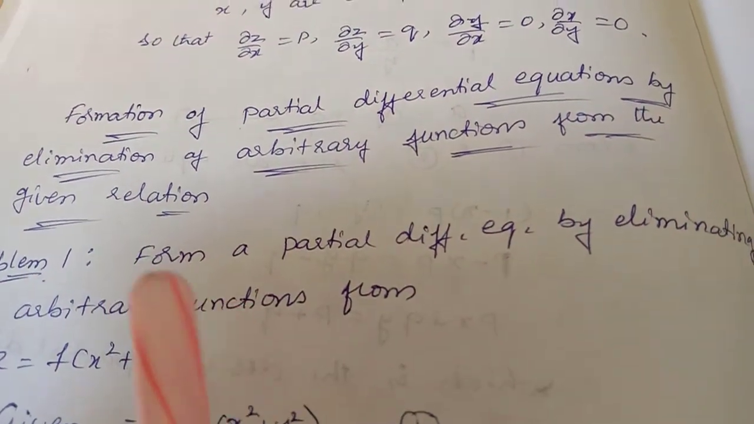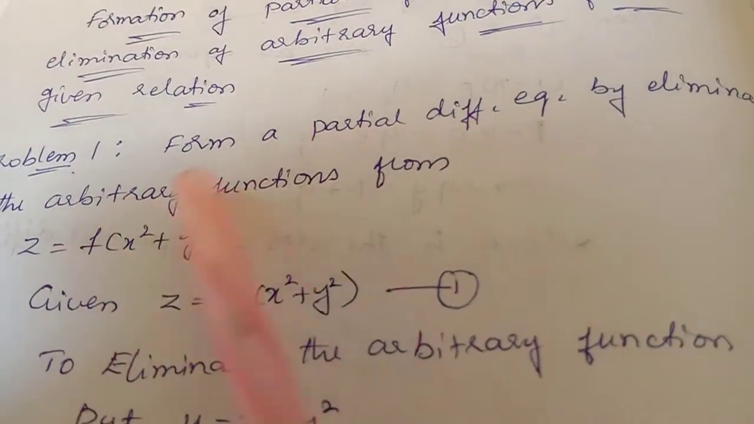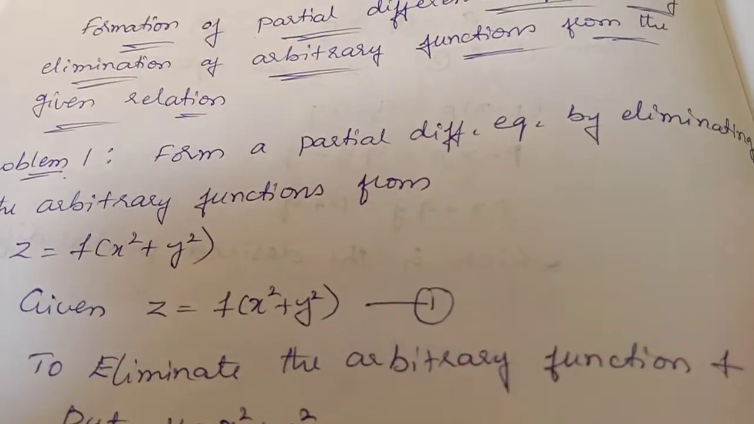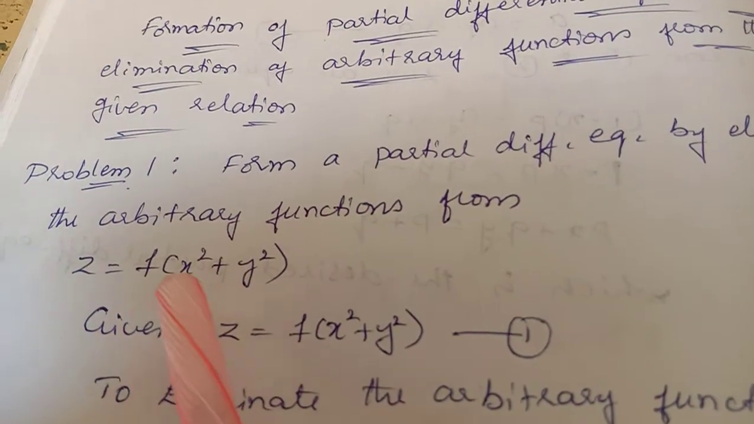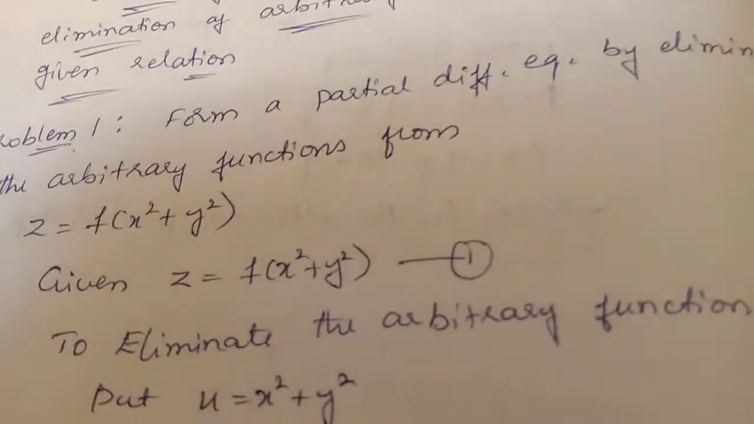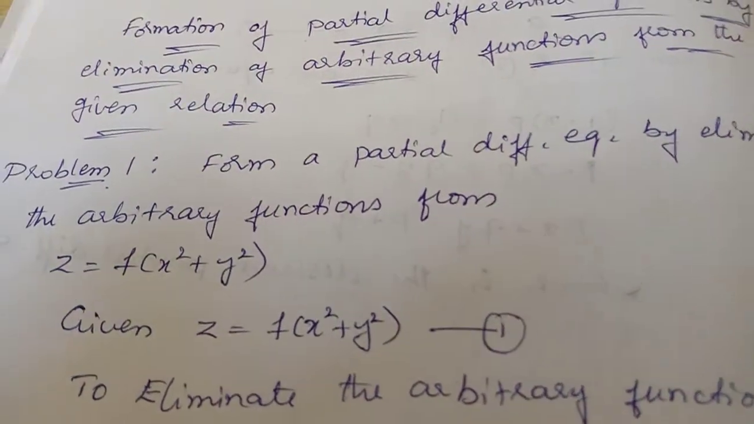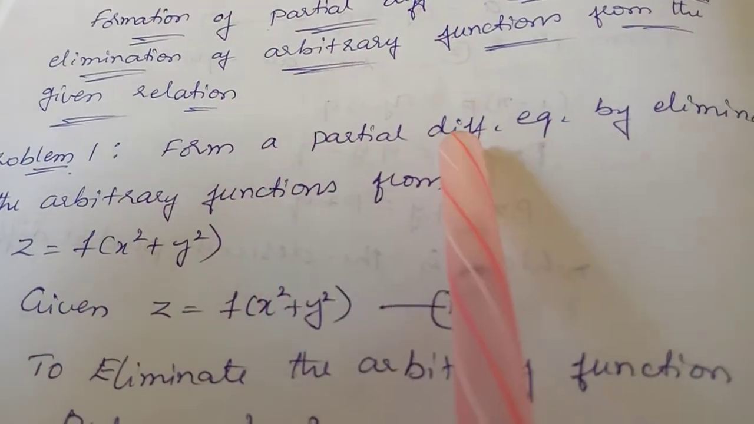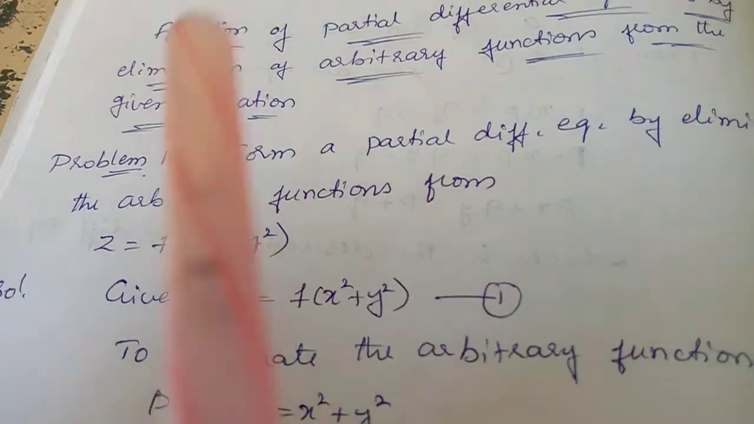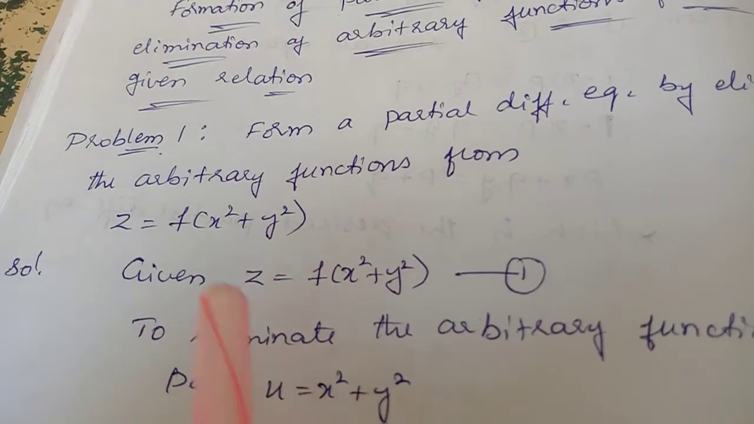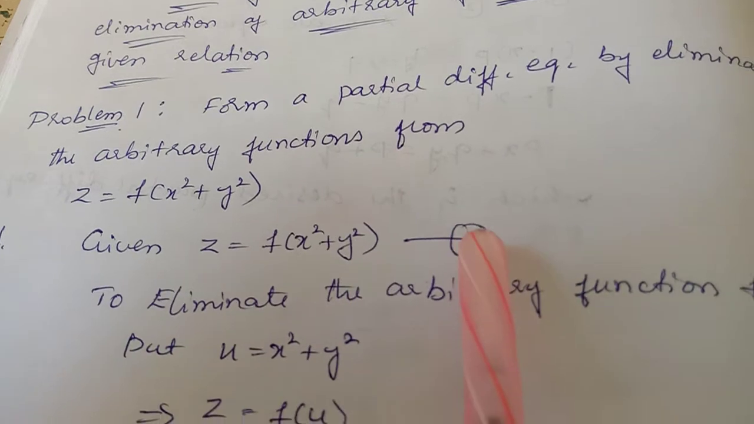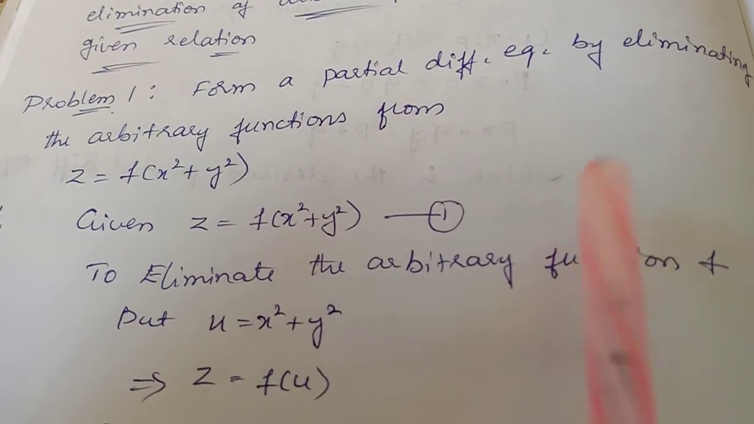Now we will see the formation of partial differential equation by elimination of arbitrary functions from the given relation. Problem 1. Form a partial differential equation by elimination of arbitrary functions from z equal to f of x square plus y square. What they are asking is to form a partial differential equation by eliminating the function f. So we are writing the given equation z equal to f of x square plus y square. We are treating this as equation 1.